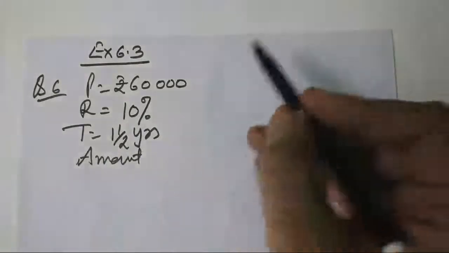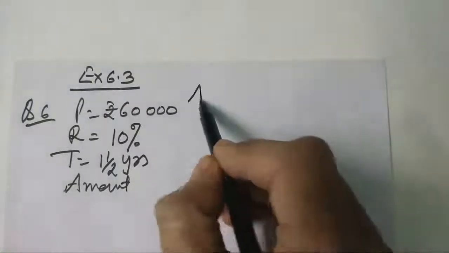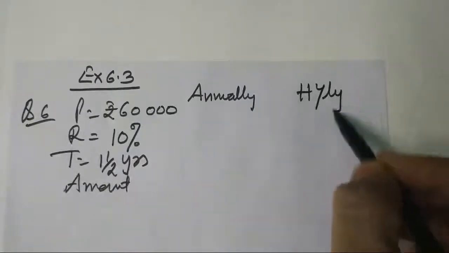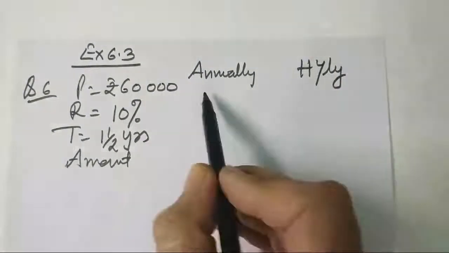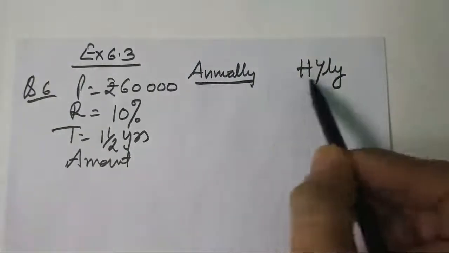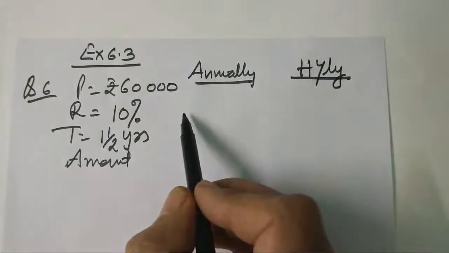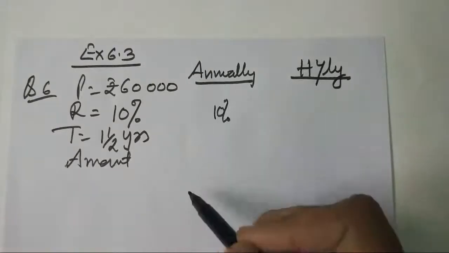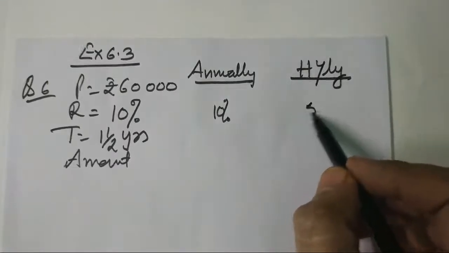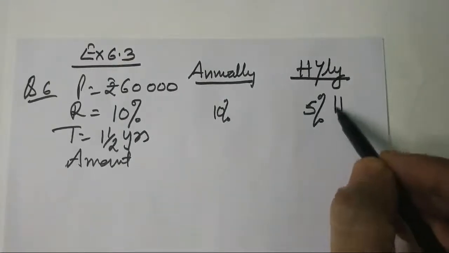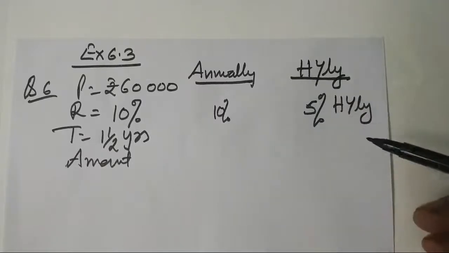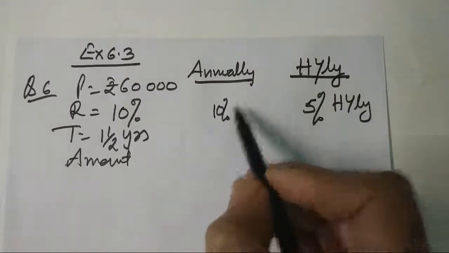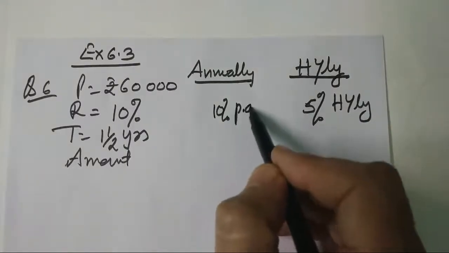So I am writing here what happens when it is annually and then when it is half yearly. The principal will remain the same in annually and in half yearly, only the rate of interest changes. This is annually at 10%, and in half yearly it will become 5% half yearly. So when you solve the question, if it is half yearly, you should mention the rate of interest half yearly, and 10% is annually, it is per annum.